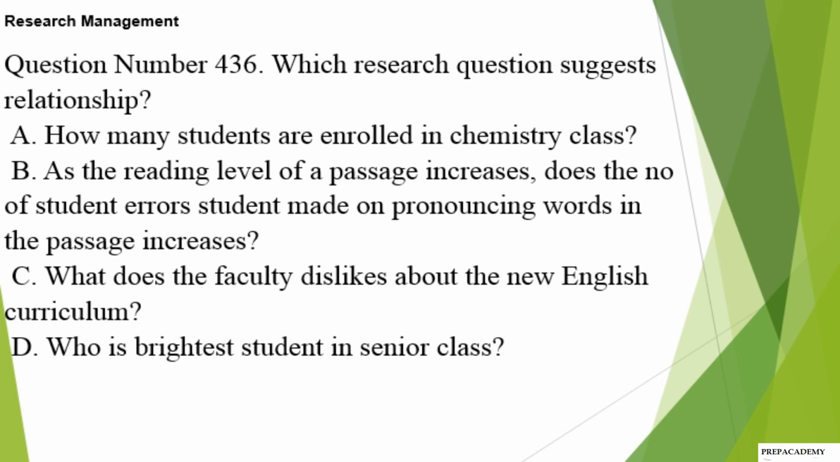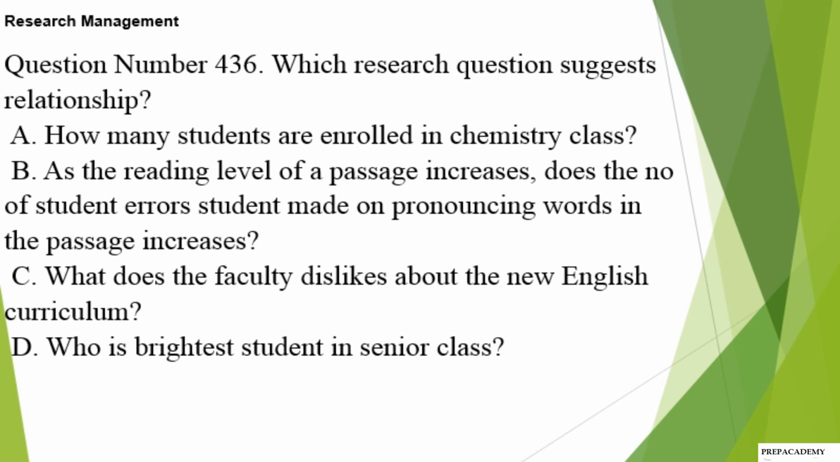A. How many students are enrolled in chemistry class? B. As the reading level of a passage increases, does the number of student errors made on pronouncing words in the passage increase? C. What does the faculty dislike about the new English curriculum? D. Who is the brightest student in the senior class? The correct answer is option B.